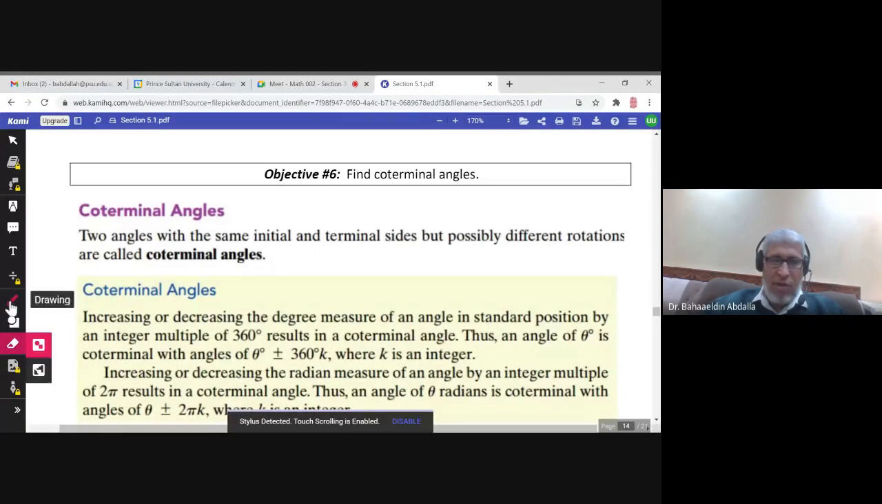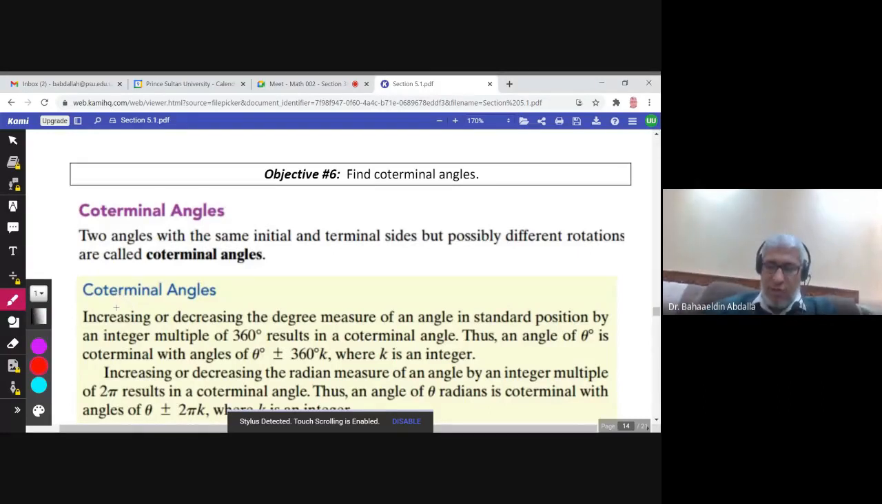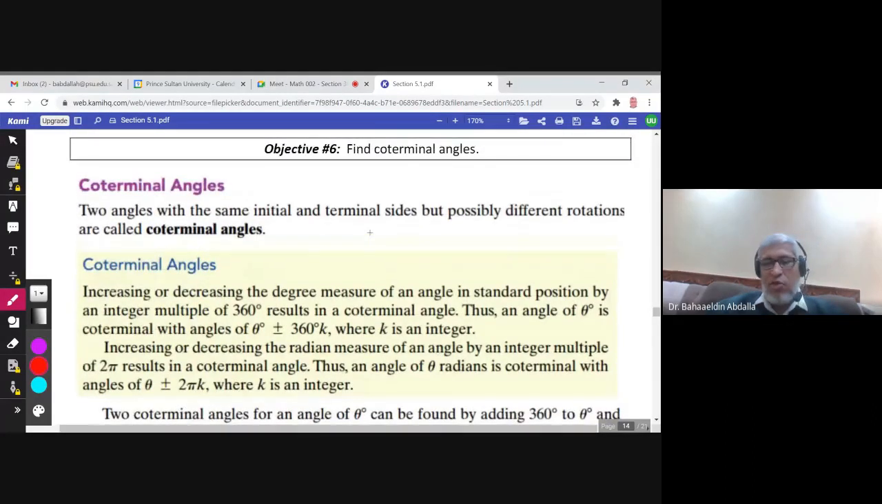We are in section 5.1, which is about angles measure. And today we will talk about objective 6 and objective 7. Objective 6 is about coterminal angles.